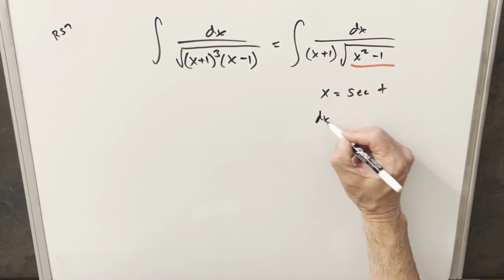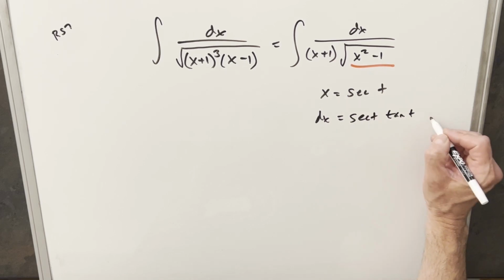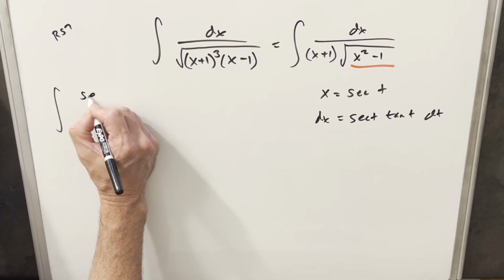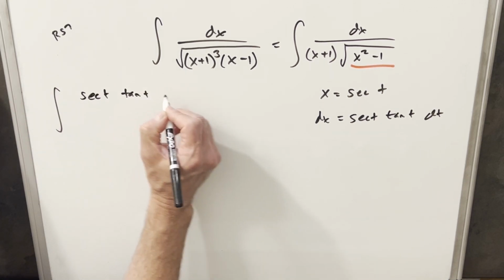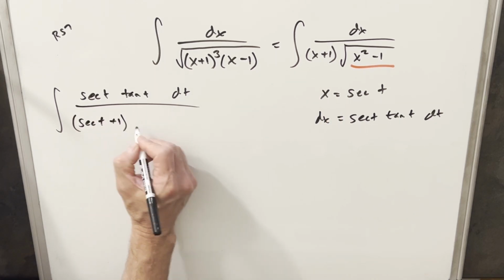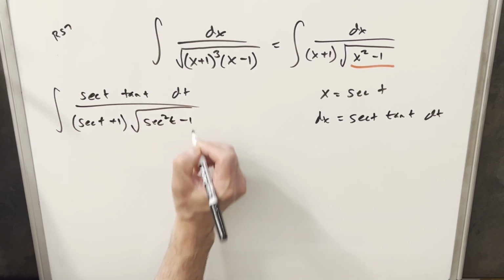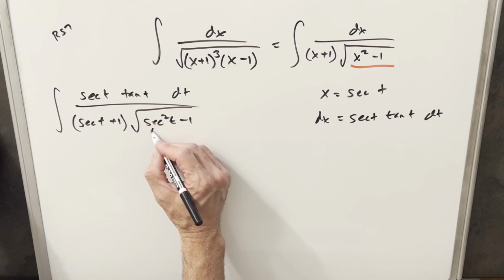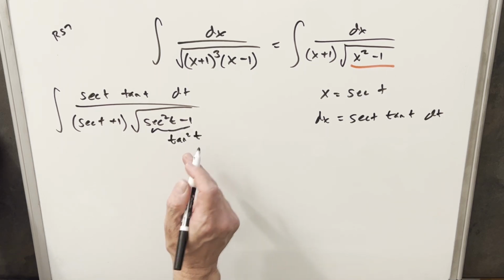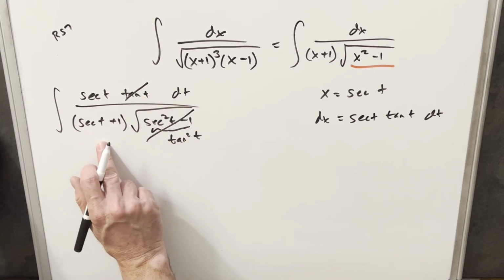Then I'll take my derivative here. So for our dx, we're going to have secant t tan t, and I'll go ahead and substitute this. So we'll have this in the numerator. Then in the denominator, we're going to have secant t plus 1 here, and then inside the radical we'll have secant squared t minus 1. But secant squared t minus 1 is actually the same thing as tan squared t, and we're inside the radical, so this is going to become tan t. I'm just going to cancel that with one of these here.